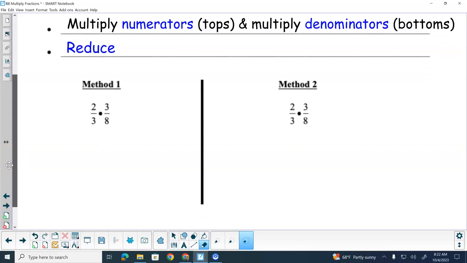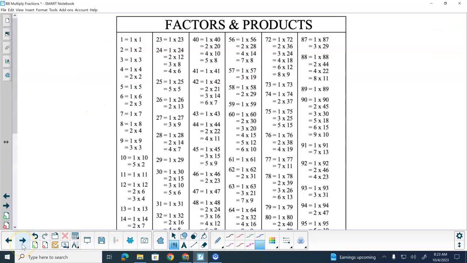Okay? So the first way is we can reduce first. Okay? So I look here at this number 2 right there. It's on top, yes? Okay? So then I have to look at the bottom, and are there any numbers on the bottom that have a factor of 2? Any numbers on the bottom that have a factor of 2? Let me take a brief pause here, and let's go to this chart.